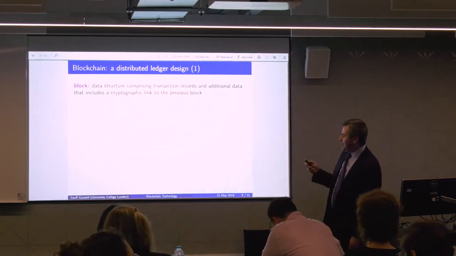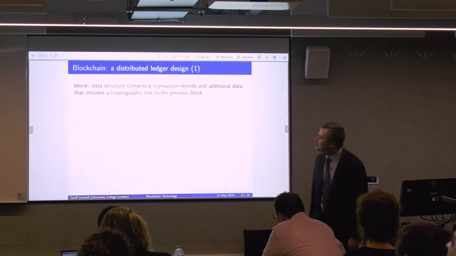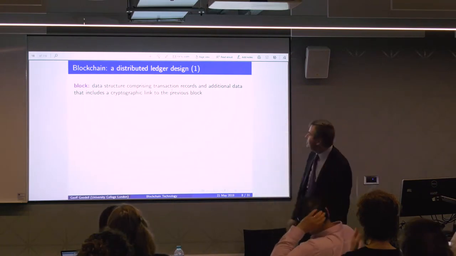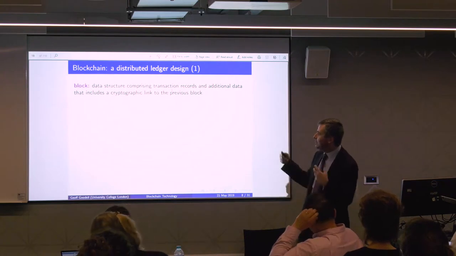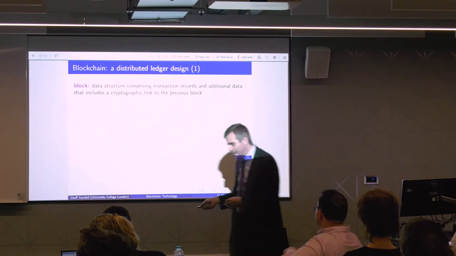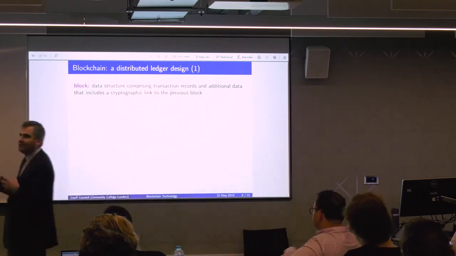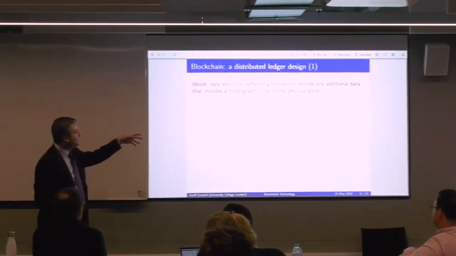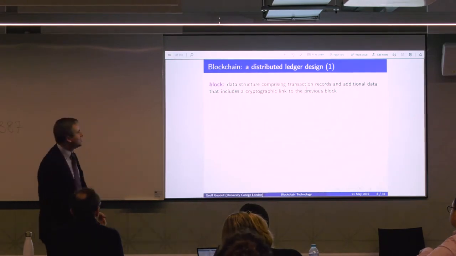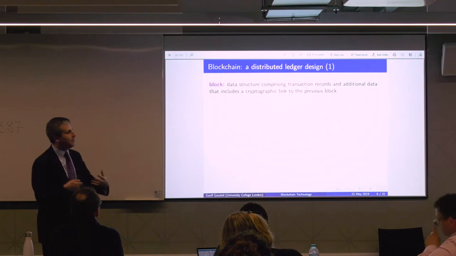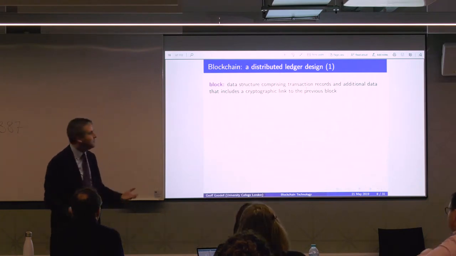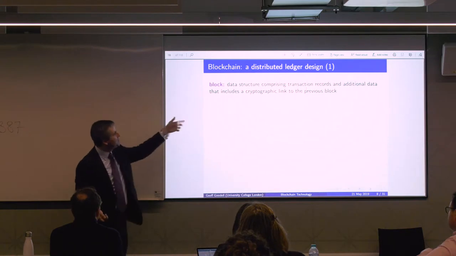Okay, so blockchain. There we go. That's better. A data structure comprising the transaction records, so we talked about transaction records, and additional data that includes a cryptographic link to the previous block. Now, we can talk about the definitions. There are different groups of parties. I'm going to give a lot of definitions. They're not necessarily official definitions. In fact, there are groups that are working to determine what these definitions ought to be. It's such an active field. There is still some dispute. But this is generally agreed upon.